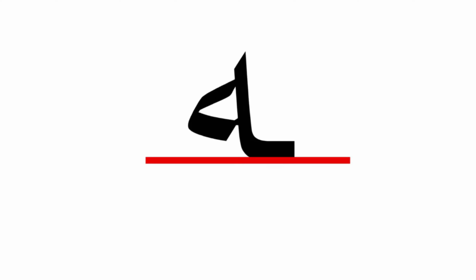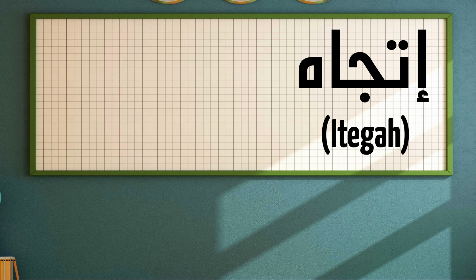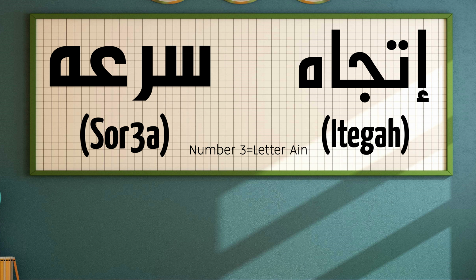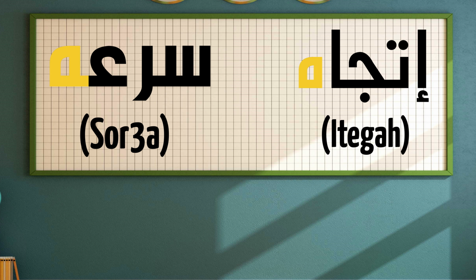Let's take 2 examples to make that clear. Let's take the word ittijah, which means direction in Arabic, and the word sur'a, which means speed or velocity in Arabic. In both examples, you can clearly spot the He at the end, but the He in the word ittijah is not connected to the letter before it, while the He in the word sur'a is connected to the letter before it. Alright guys, now that we talked about the letter He, let's move on and talk about the next letter.